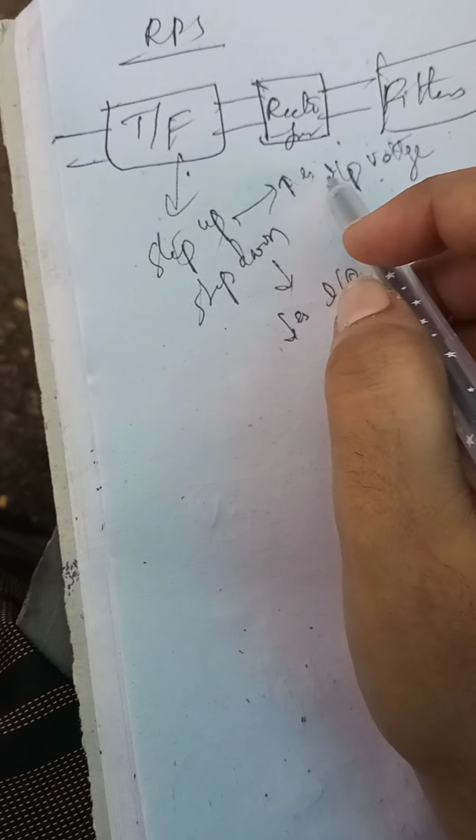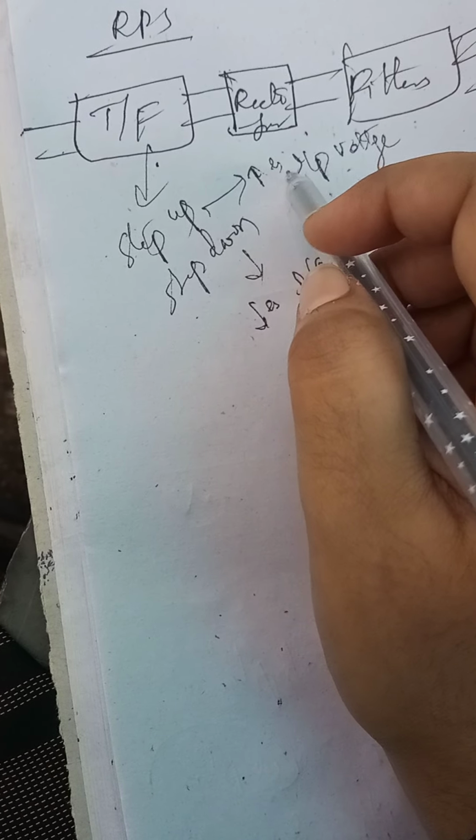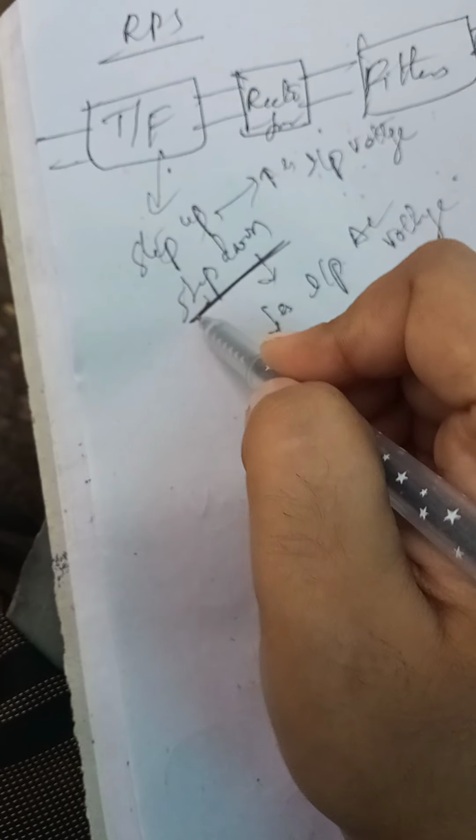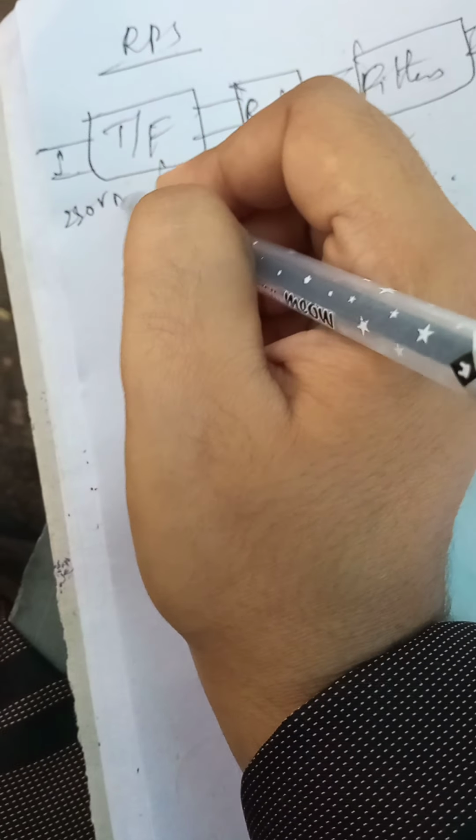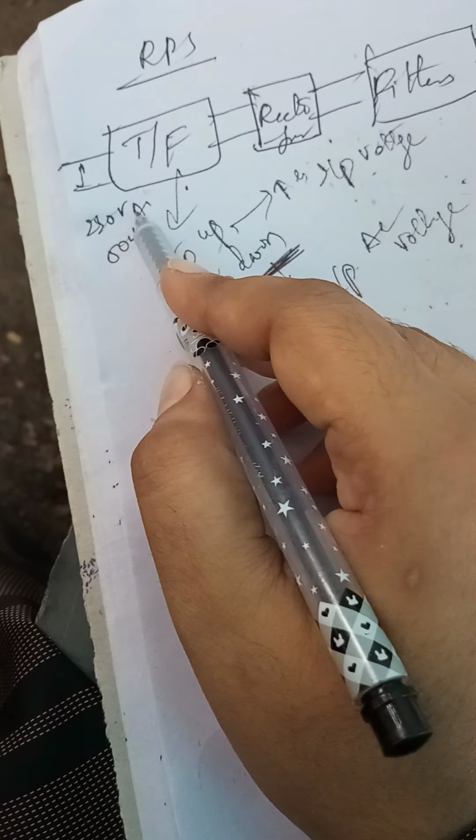So for almost every application of electronics, we go with the step down transformer. So what is the input of the transformer we have? The input of the transformer is 230 volts AC and 50 hertz, which we are getting at home, isn't it? This 230 volts AC is now stepped down.